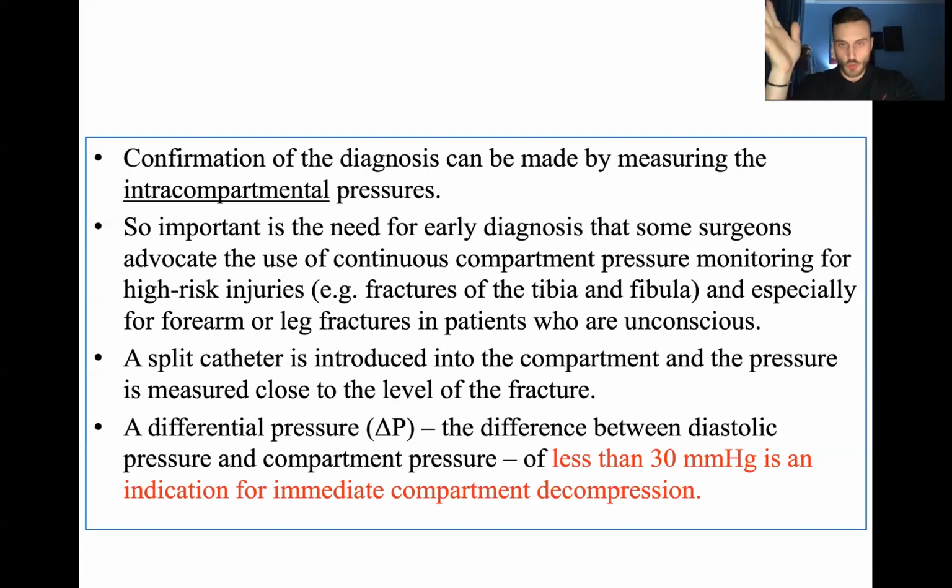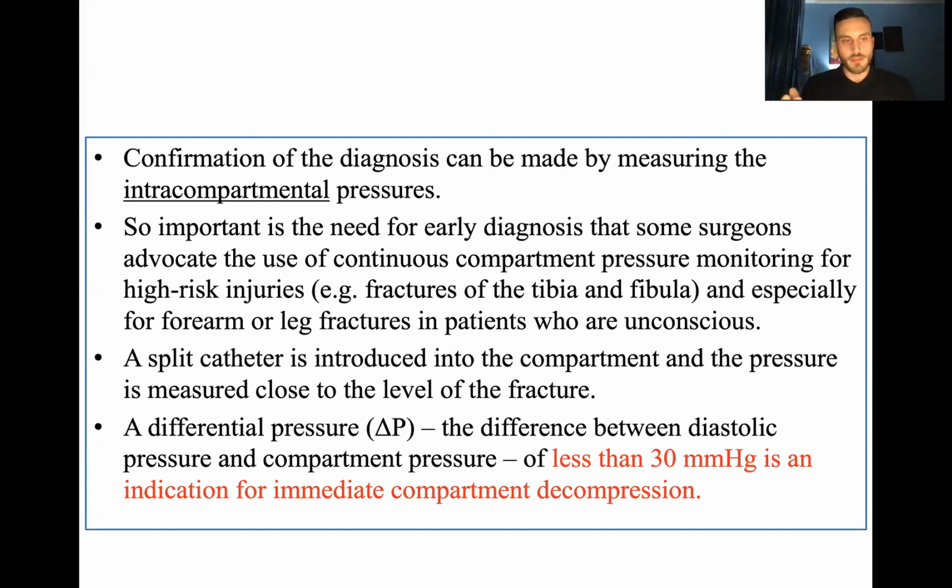Is this enough? No. For example, if the pressure inside the compartment was 30, is this compartment syndrome or not? We have to calculate something called the delta pressure. What's the delta pressure? It's the difference between the diastolic pressure and the intracompartmental pressure. Again, the delta P is the difference between the diastolic and the intracompartmental pressure.